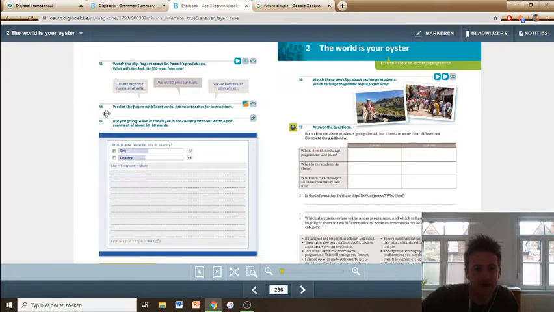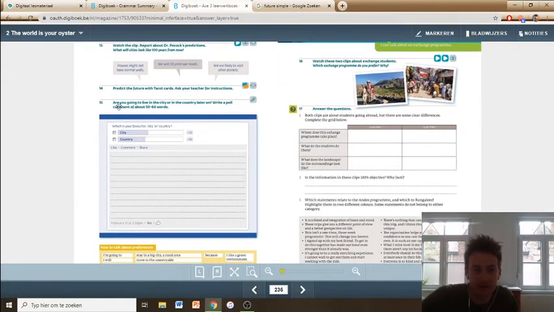13 is not that important, 14 is not that important, and the last thing you will have to do is 15. Are you going to live in the city or in the country later on? Okay, write a poll comment about it of about 50 to 60 words, and that's what you have to do here. So decide whether you would like to live in the city or rather in the country, and explain to us why that would be the case.